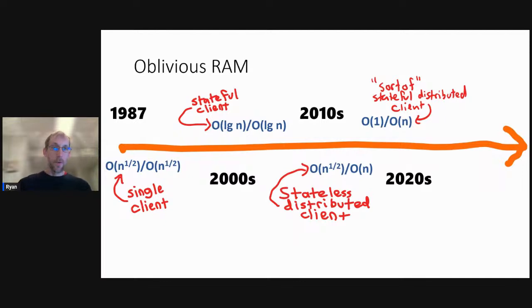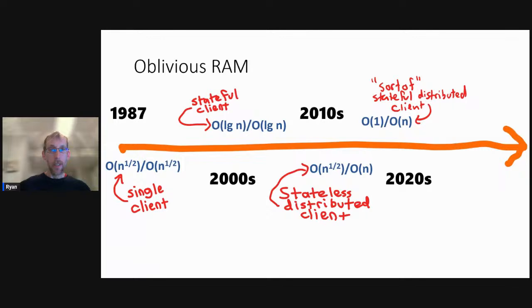These protocols are quite efficient in practice, but they are very specifically single client protocols. They maintain state at the client, and if anyone ever learns that state, then they can learn all of the things that the ORAM is designed to protect. So they would know what you've done in the past based on the state.